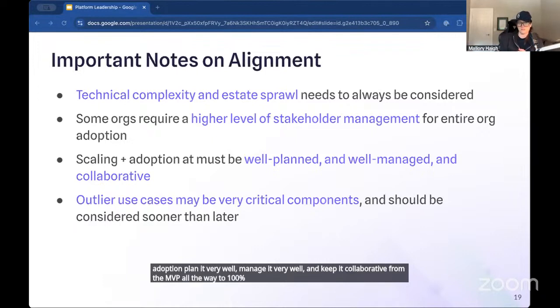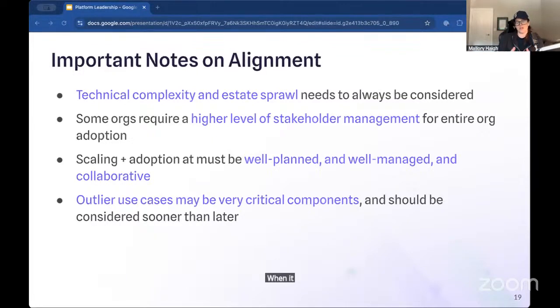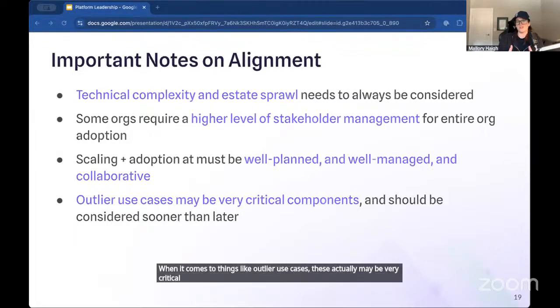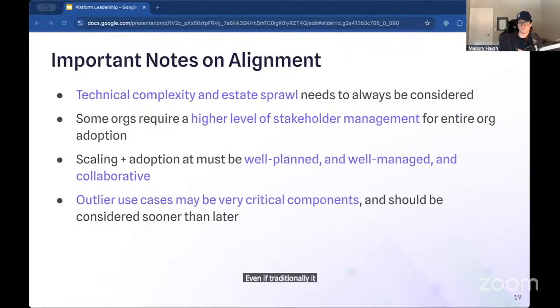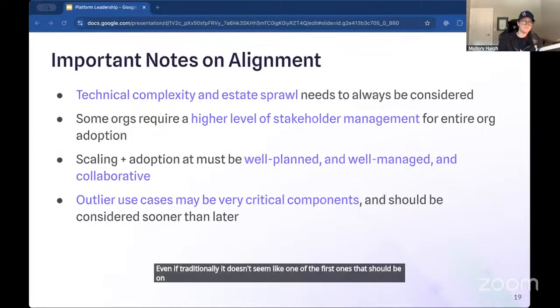When it comes to things like outlier use cases, these actually may be very critical components of your platform, and I encourage you to think about them and when they should be considered coming on sooner or later. So if you have, let's say, some internal service that's critically important to every other application in the space, even if traditionally it doesn't seem like one of the first ones that should be onboarded to a platform, that one might actually be a good choice. And as a leader, your job is to make sure you understand the estate as a whole and how you can impact it with the platform. This is part of that.